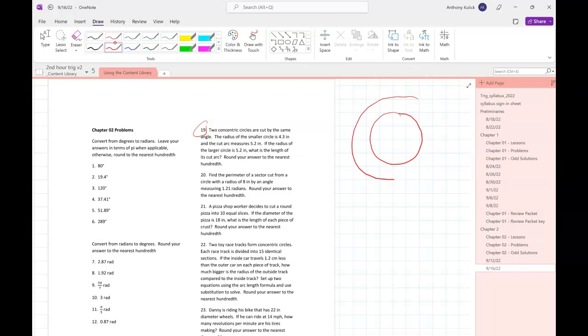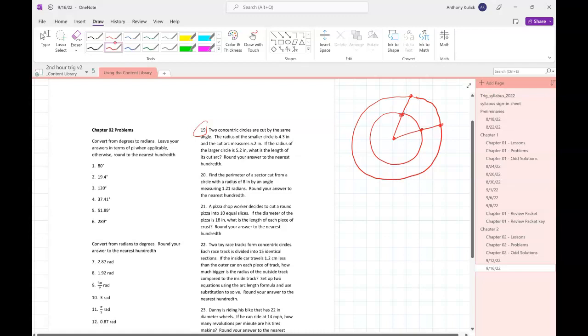So I'll draw something like this. Pardon my bad circling. Yeah, it just means they share the same center, so like it's a bullseye. One's inside of the other.